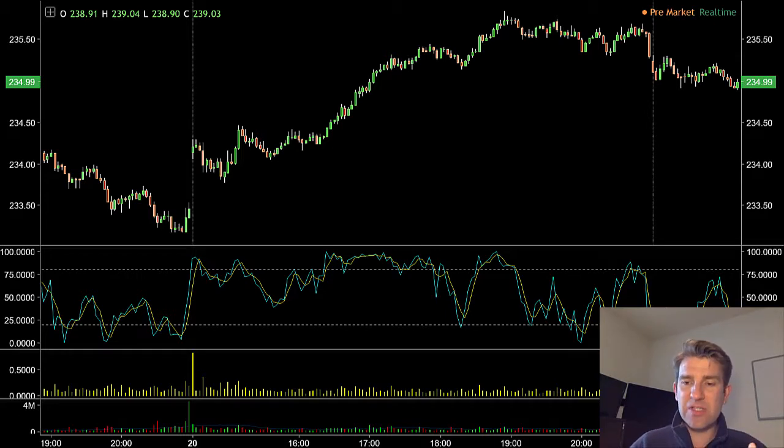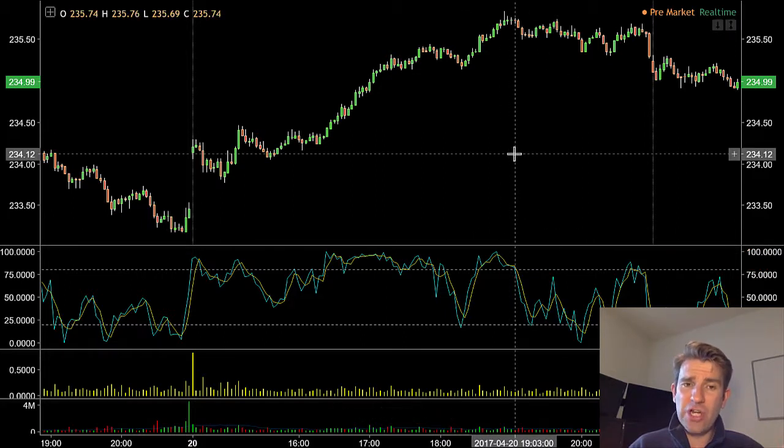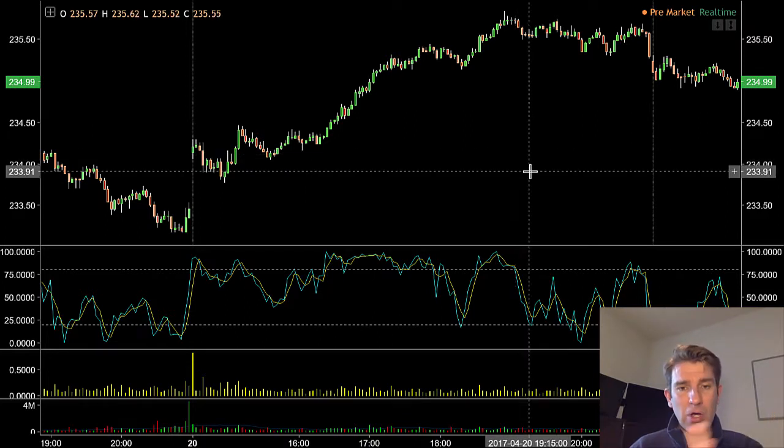So we know that stochastics work on the overbought/oversold condition. Overbought above 80, oversold below 20. Generally speaking, you can change that of course to suit you. Now what I've done here is, again, I've not cherry picked this. I've scrolled back on the market.